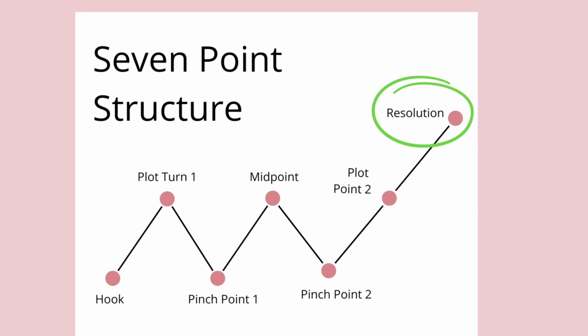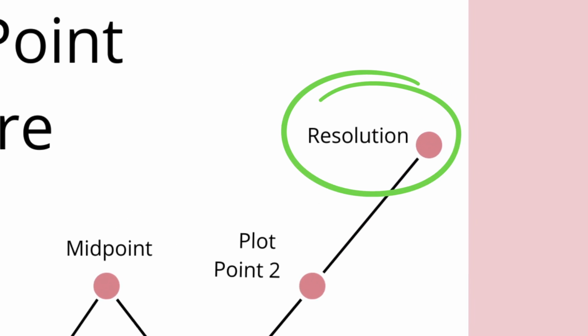So the resolution in the 7-point structure is actually kind of akin to Freytag's climax, which sounds a little bit contradictory, but if you remember, our character just found something, they just made some discovery that's going to help aid them in beating this conflict that's been looming over them the whole story.